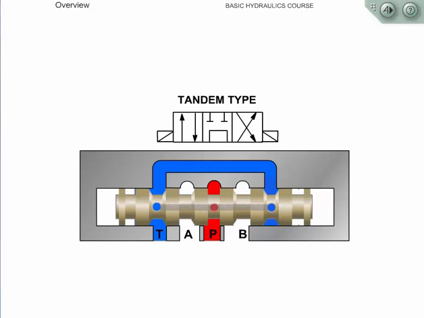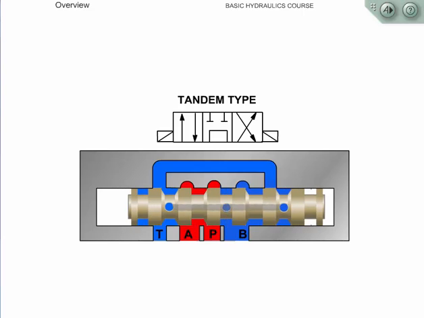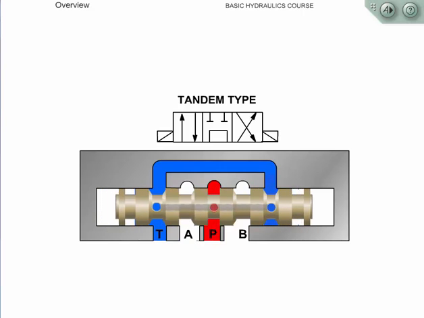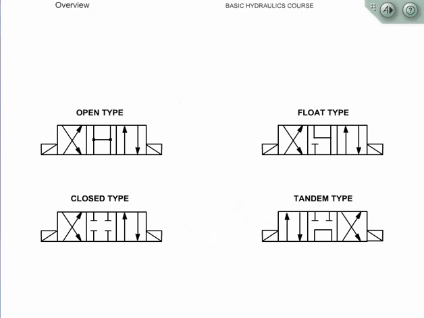This tandem type configuration connects P to T while blocking work ports A and B. With P and T connected, we have an open center circuit. This center type is used in connection with a fixed displacement pump. Because A and B are blocked, the load can be held in neutral. When specifying a directional control valve type, one must consider the type of circuit required and the work application.